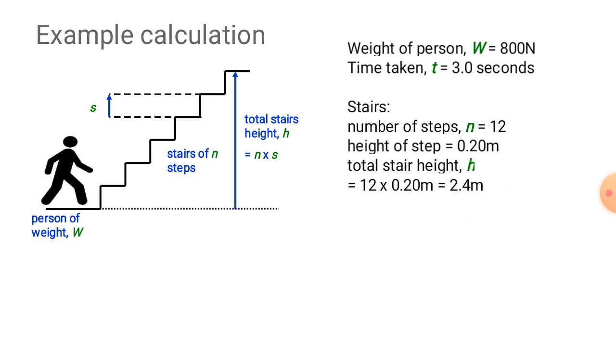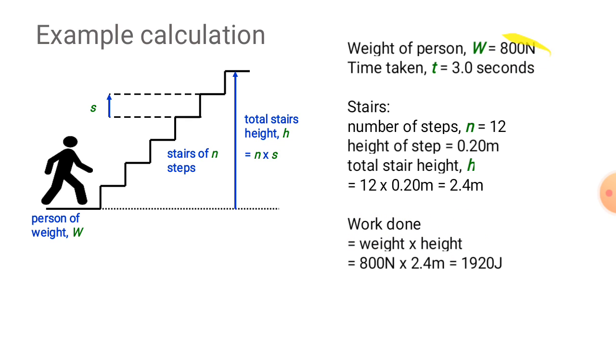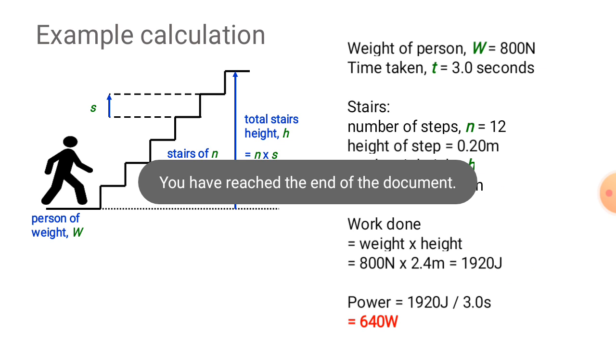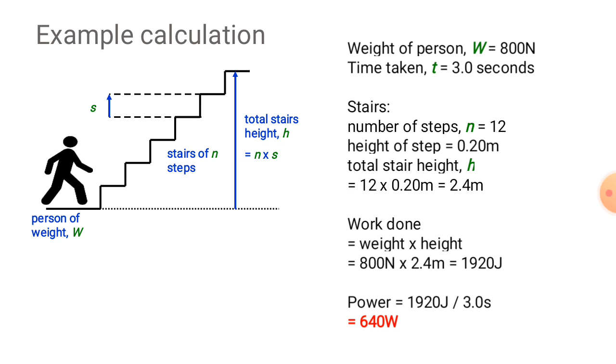Now our third step is calculating the work done. We know the weight and we know the height, so we multiply them and get the value 19,020 joules. The final answer, the power of the person, is this work divided by the time taken. This is how we calculate the power of the person. If you have any doubts, you can ask me directly.